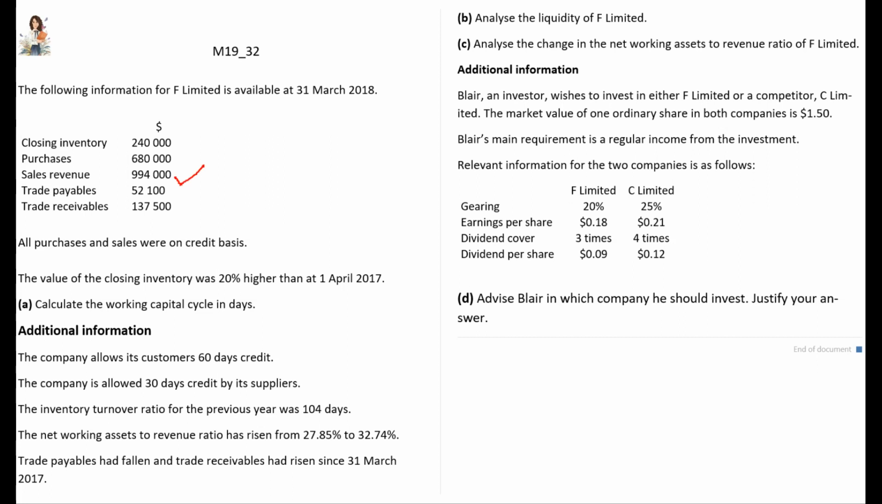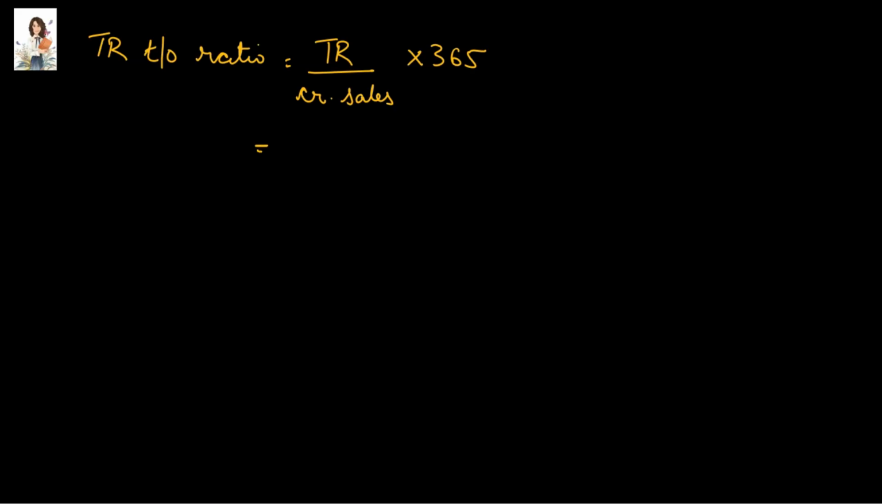Next, we'll find out the trade receivables turnover ratio. The formula is trade receivables upon credit sales into 365. The sales figure is $994,000 and the trade receivables are $137,500. All purchases and sales were on credit basis. That means the entire $994,000 is credit sales. Let's use these figures in the formula. We get a trade receivables turnover ratio of 51 days.